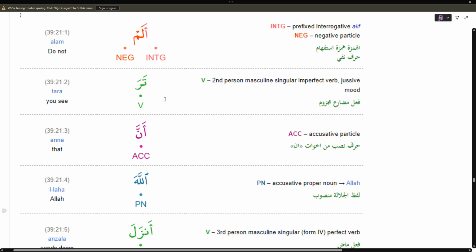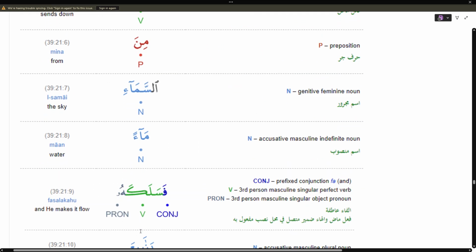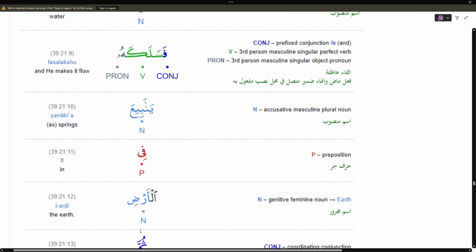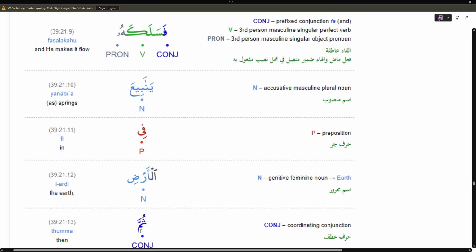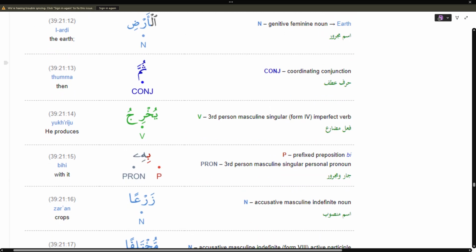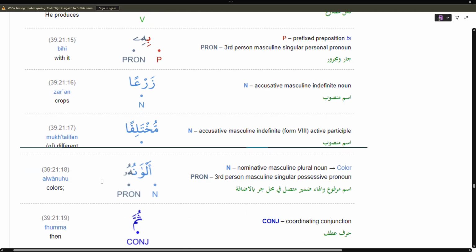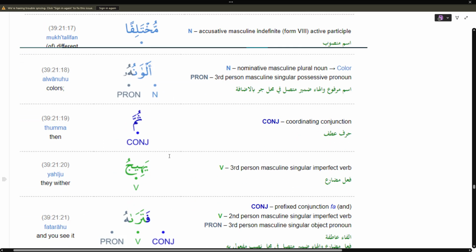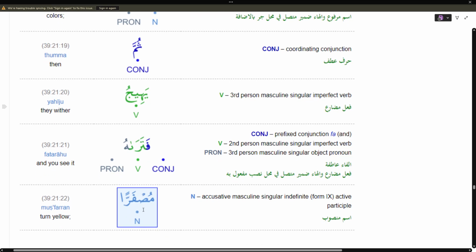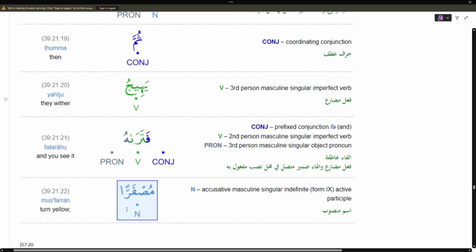One more example is Alam tara anna Allah anzala, do you not see that Allah sends down water from the sky? Fasalakahu yanabi'a fil ardi, and He makes it flow as springs in the earth. Thumma yukhriju bihi zar'an mukhtalifan alwanuhu, then He produces with it crops of different colors. Thumma yahiju fatarahu musfarran, then they wither and you see it turn yellow. So musfarran is used here.